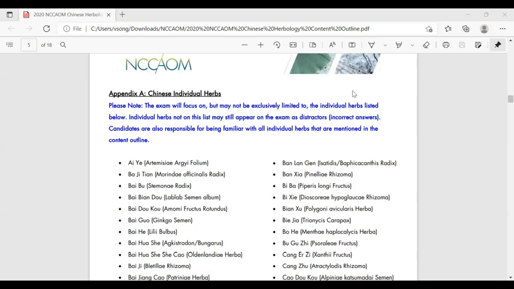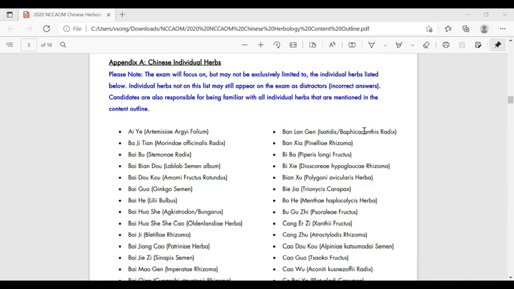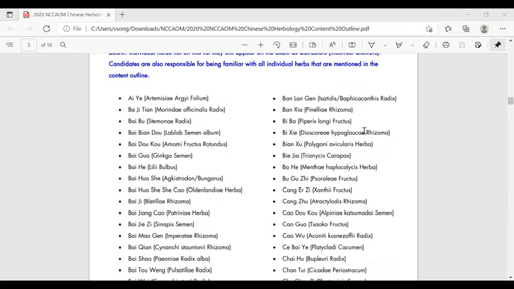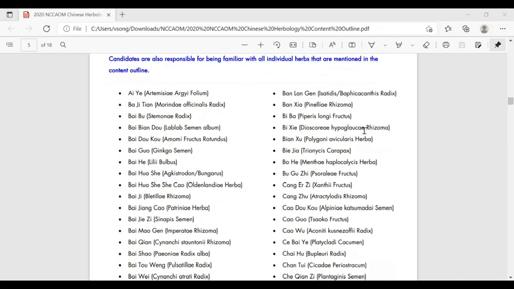And then 19 antagonism, that's the one that also related to it. So these are the introductory aspects we need to know first. The next part that we are going to start reviewing is our single herbs. We can see that on the NCCAOM study guide, listed alphabetically by pinyin name.